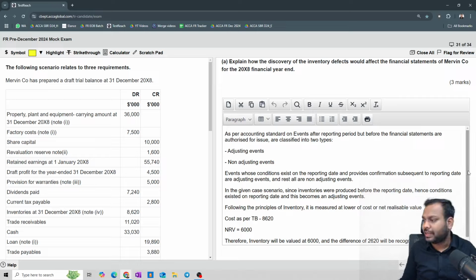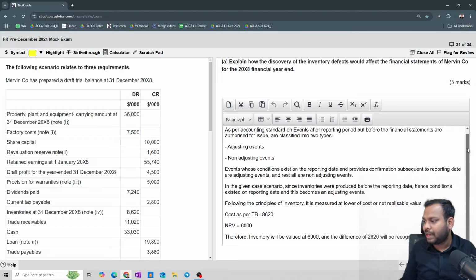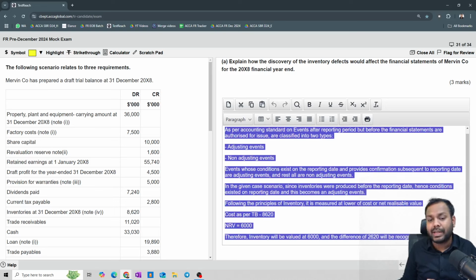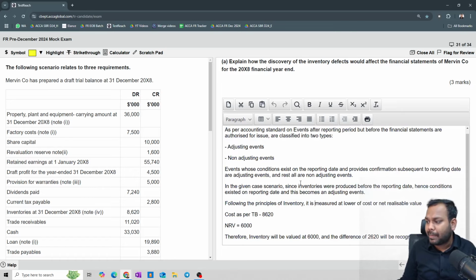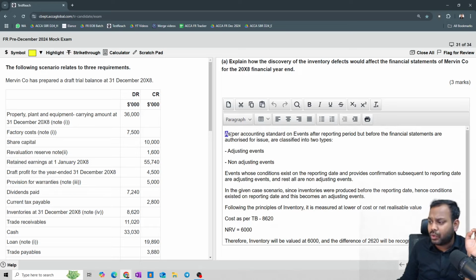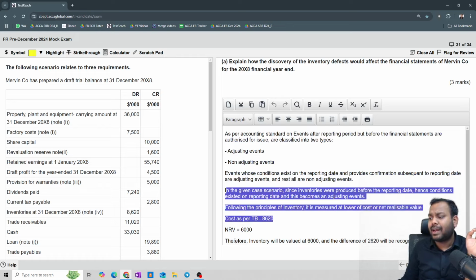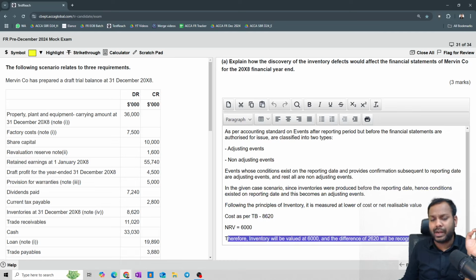If you want to take a screenshot of the answer, you can do the same. See, this is how you have to write in the exam also. See how my answer is quite neat and clean. First of all, I wrote the provision of the standard, then I wrote my analysis, and then I gave a conclusion towards the end. It's quite a simple approach that we have to follow.